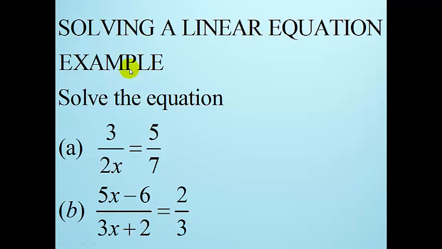Solving a linear equation. Example: solve the equation A, 3 over 2x equals 5 over 7. B, 5x minus 6 divided by 3x plus 2 equals 2 over 3. Now let's look at the solution.